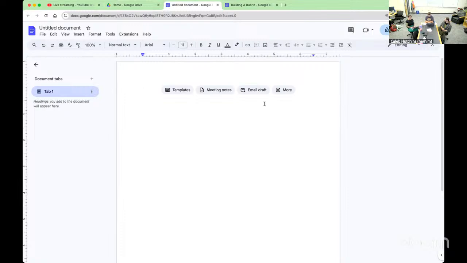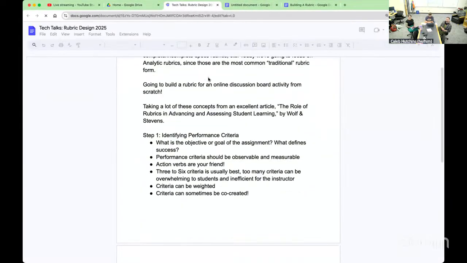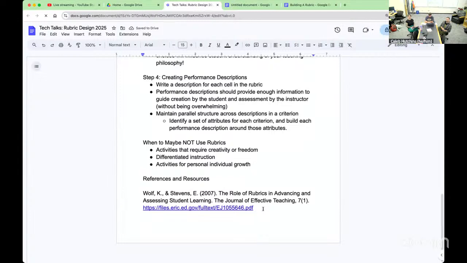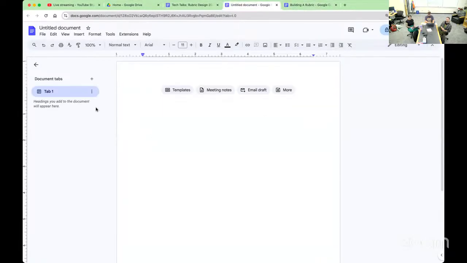I will also say that most of what I'm going to be doing here comes from an excellent article, and let me find my link for that. Excellent article from Wolf and Stevens, The Role of Rubrics in Advancing and Assessing Student Learning. This is a great resource for the theory and pedagogy behind rubric design. I'll put it in the chat and I'll put it on the video description later on too.